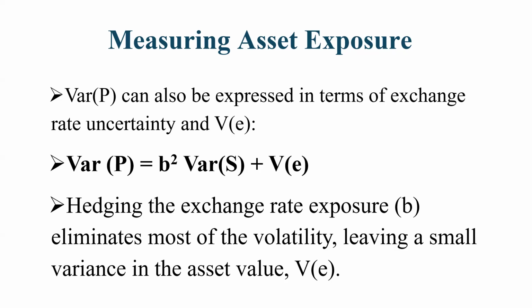And how do we calculate that? We can calculate it by calculating variance of P and subtracting B squared multiplied by variance of S. All right, so we can calculate the variance remaining. That's the variance in the asset value remaining after hedging the exchange rate exposure. We can calculate V of E, again, by taking variance of P minus B squared multiplied by variance of S.